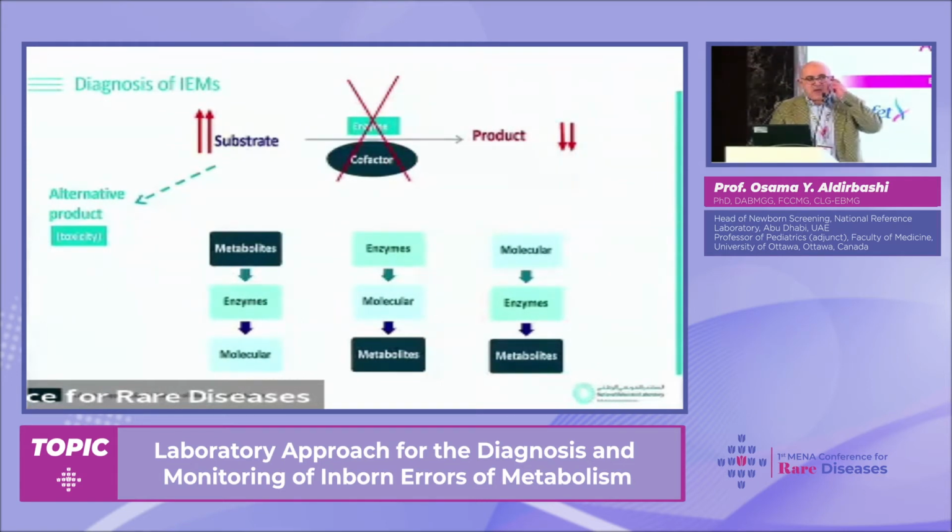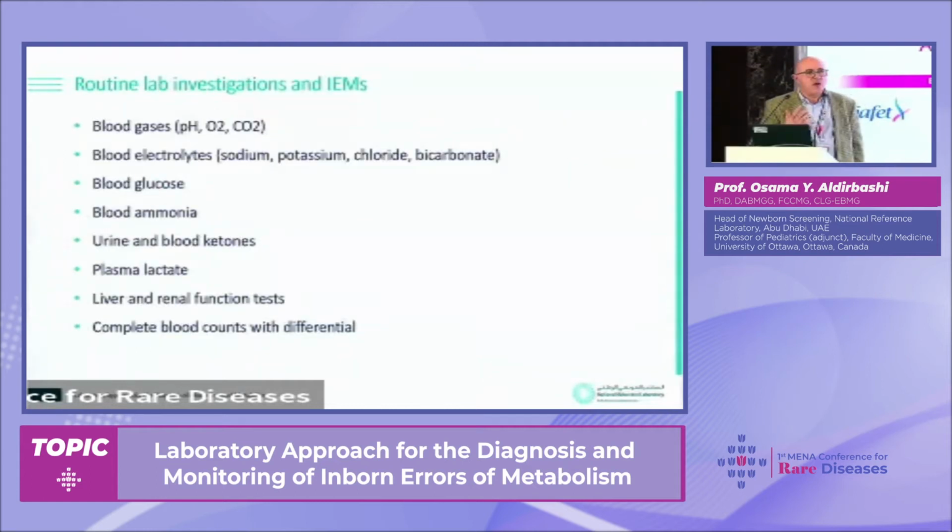And probably I'll talk today as a biochemical geneticist, starting from metabolites and enzymes. So now when the patient suspected with inborn error of metabolism is presenting, there is really a wealth of information that could be obtained using routine laboratory techniques such as blood gases, electrolytes, glucose, ammonia, ketones, lactate, liver functions, complete blood count. So if we do this, we can really get a wealth of information that can direct our next step. And these tests are probably available with a quick turnaround time.